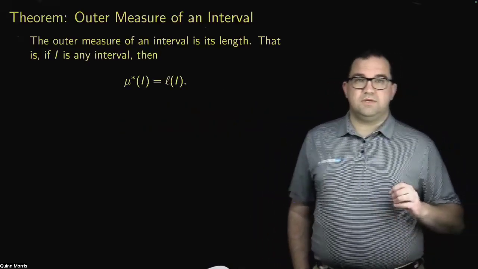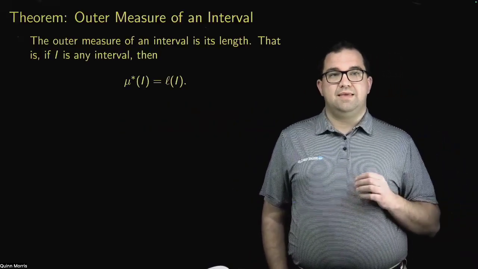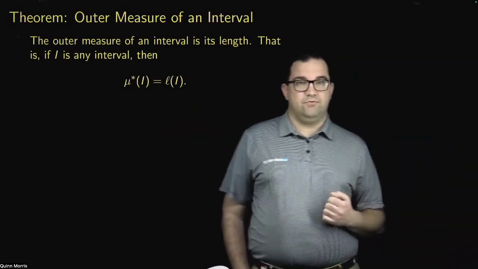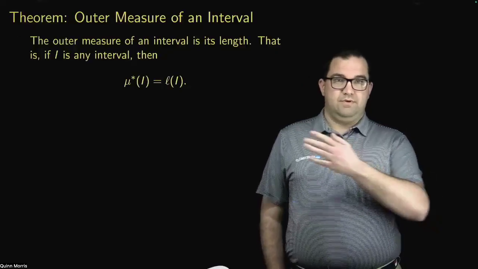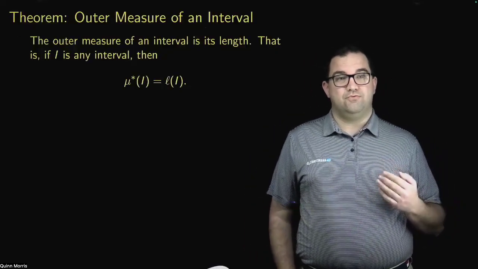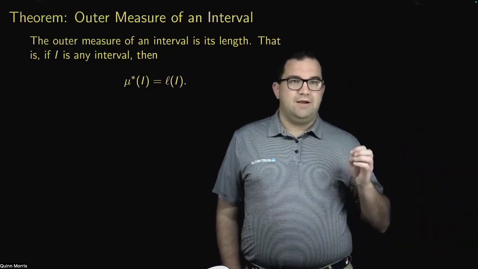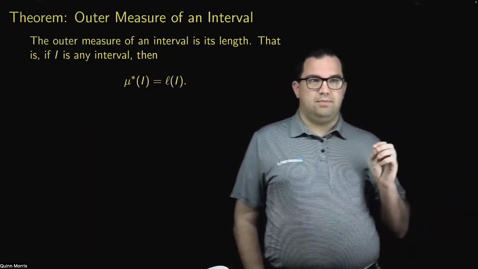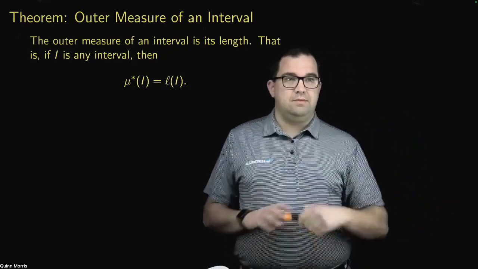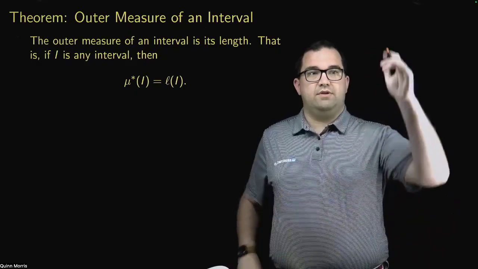So to begin, the first thing we want to show is that the outer measure of any interval is just the length of that interval. So we really just want to show that mu star of I is equal to L of I for any interval I. Now, what actually makes this a tiny bit complicated is that when we say interval here, we really mean any sort of interval.